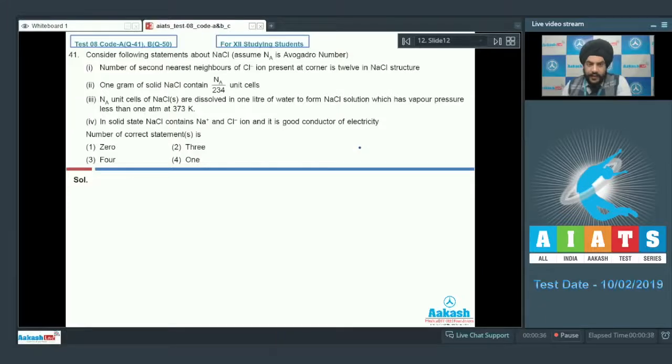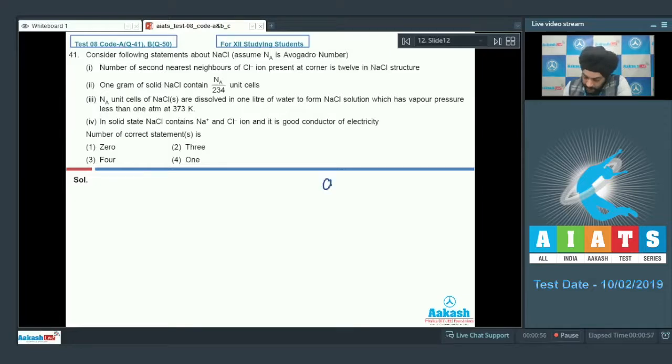Question number 41. Consider the following statements about NaCl. Assume Na represents the Avogadro number. In the first statement, we have been told that the number of second nearest neighbors of Cl minus ion present at corner is 12 in the NaCl structure. So the examiner seems to be interested in the second nearest neighbor.